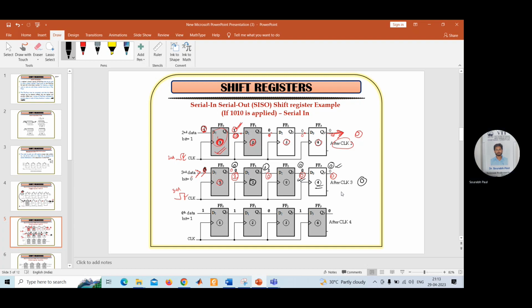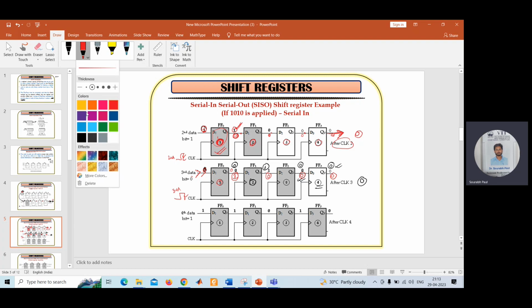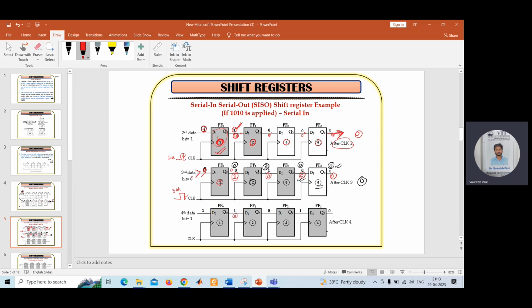Okay. So this updated value we can write, which will be used for the next stage. You can write down what updated value we got. This is 0 we got in this stage, 1 in this stage, 0 in this stage, 0 in this stage. I have used red color to mark that.